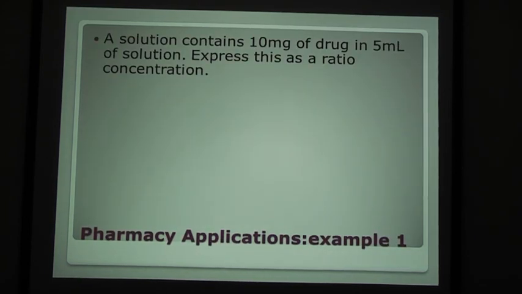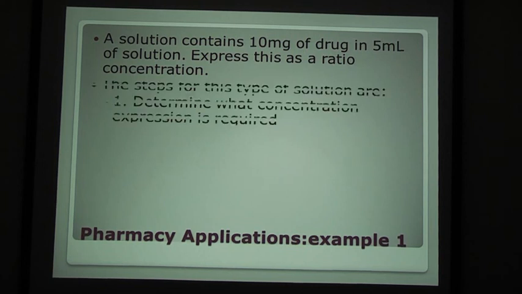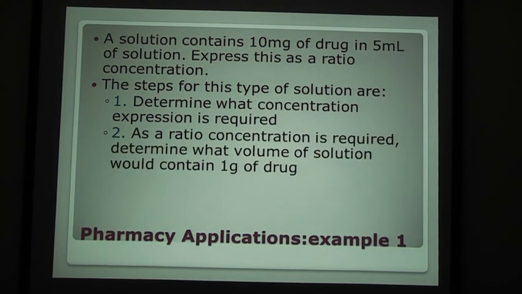So if a solution contains 10 milligrams of drug in 5 milliliters of solution, express this for me as a ratio concentration. Have a think about how you might approach this. To do this type of question, you firstly determine what concentration expression is required. As a ratio concentration is required, determine what volume of solution would contain 1 gram of drug. And then express that as a ratio.